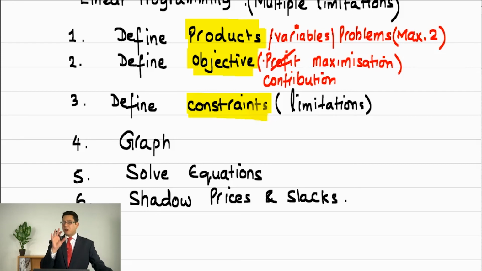Once we have sorted our constraints out, that this aim of contribution maximization is subject to following limitations or constraints, then we are going to plot a number of lines, a number of constraints, on the graph paper. Out of 20 marks, between 8 to 9 marks are allocated to the graph. So understanding of the graph is one of the most important areas of linear programming. Once we have done the graph, then we are looking at solving the equation.